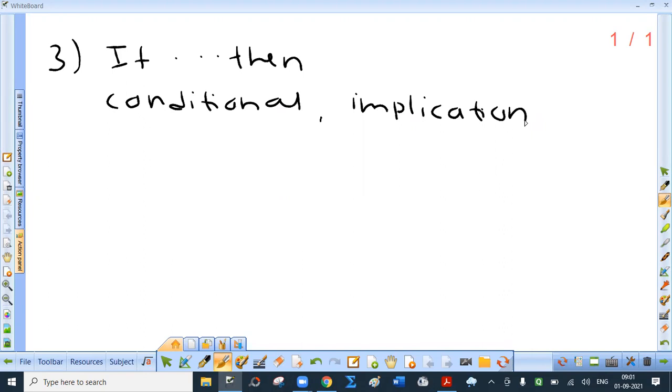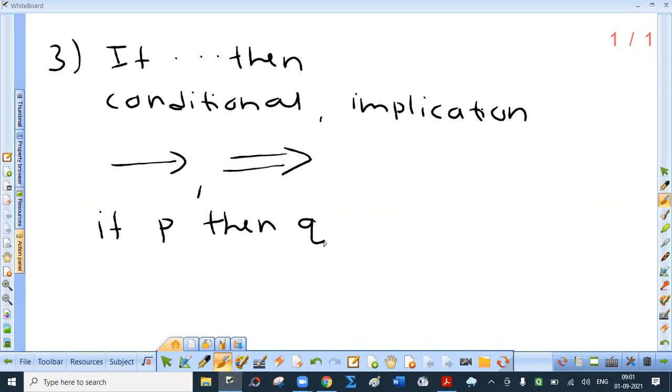Now, what is the symbol for connective phrase if then? See, this is the symbol. We have already used this. Implies, right? So if P and Q are two simple statements, then their implication is if P then Q. If P then Q. And symbolically, P implies Q. How to read this? P implies Q. Usually we go for this only, but the second one is also correct, right?